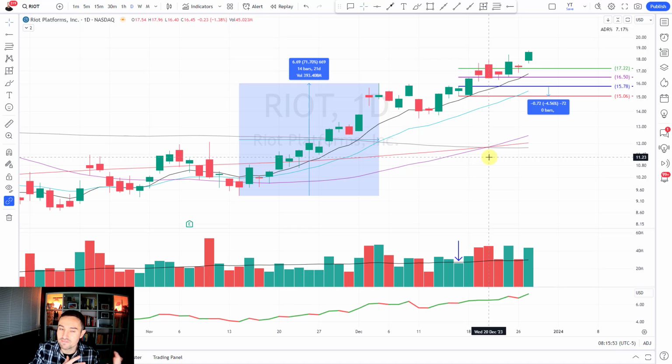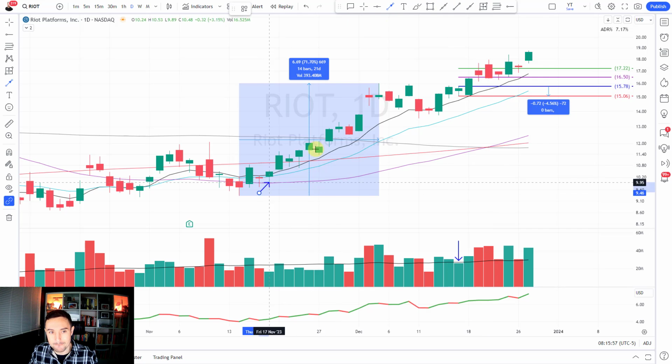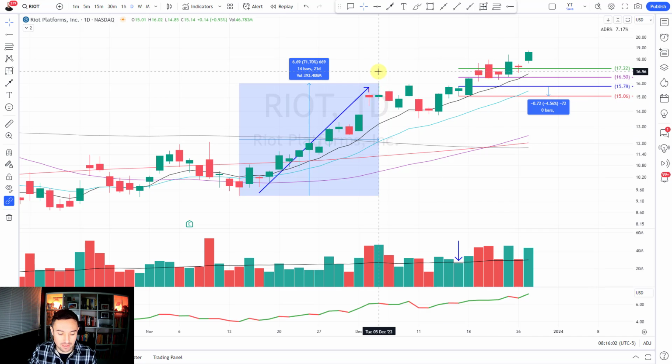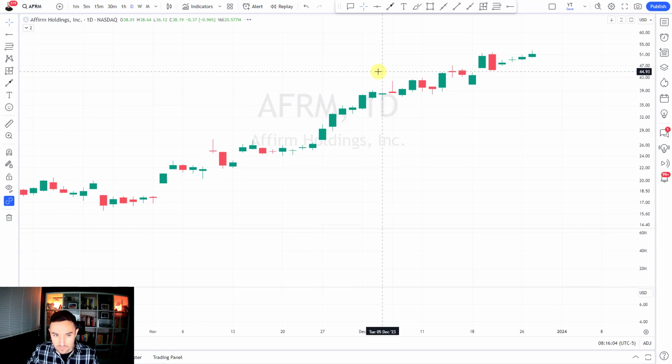What has the stock done from these type of setups? Is it a good stock? Is it not a good stock? So here again with Riot, powerful uptrend, then starts basing into this flag-esque Davis box type pattern. So let me now go and show you shakeout demand tails.